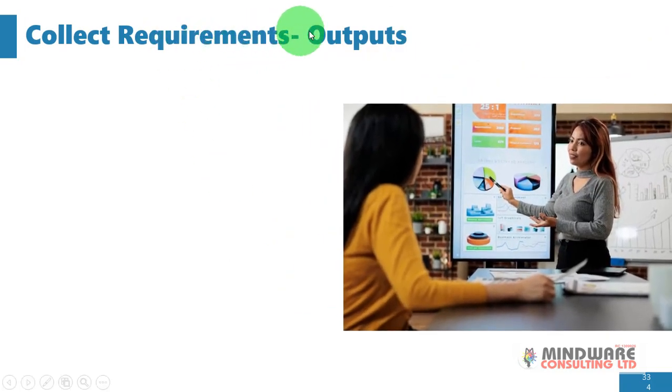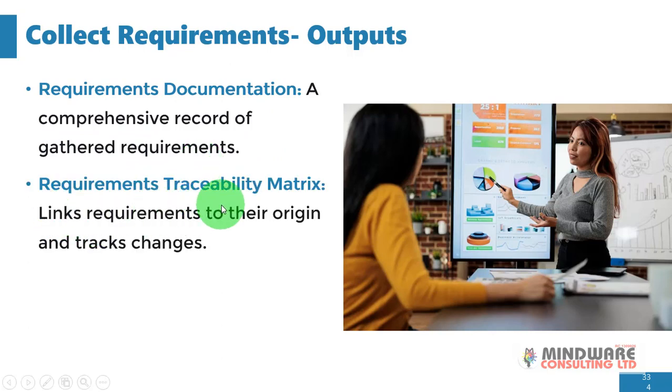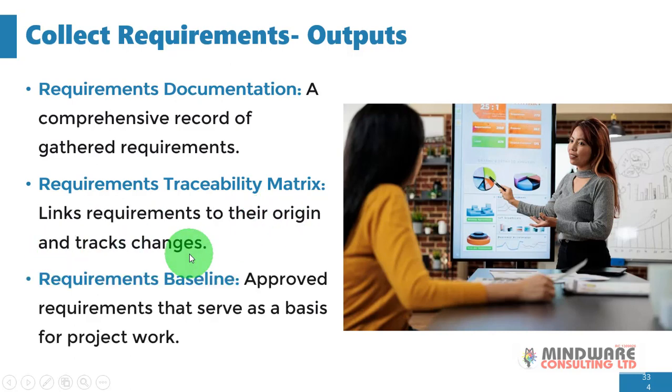So what outputs do we have in the collect requirements process? First is the requirements documentation. This is a comprehensive record of gathered requirements. Requirements traceability matrix links requirements to their origin and tracks changes. Okay. Requirements baseline. This includes approved requirements that serve as a basis for project work. Okay.